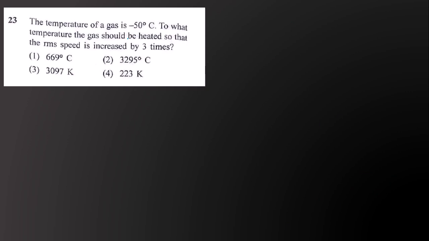The temperature of a gas is minus 50 centigrade. To what temperature should the gas be heated so that the RMS speed is increased by 3 times? First of all, the RMS speed of a gas is proportional to the square root of temperature, we know. Now in this case, let's say initially the RMS speed was V. At that time the temperature was equal to minus 50 degrees centigrade.